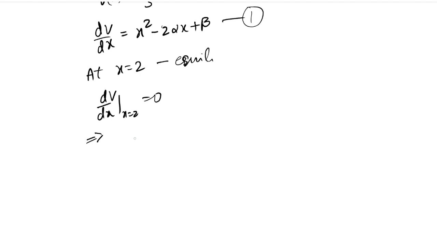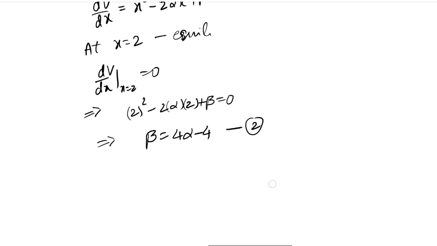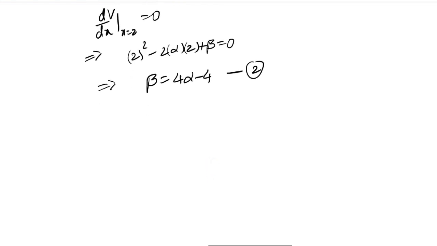So we get 2 square minus 2 alpha into 2 plus beta is equal to 0. From this we can finally get beta is equal to 4 alpha minus 4. Let us say this is equation 2. Okay, actually we need to find both alpha and beta. We just got a relation between them. This is not at all sufficient.